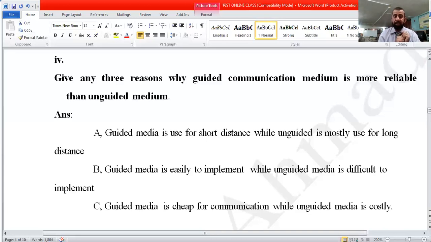Second, guided media is easy to implement, while unguided media is difficult to implement. Let's say I have a cable and I just want to connect one computer to another. This is a very easy task to implement a computer network. Third, guided media is cheap for communication, while unguided media is costly. Now you may be confused that Wi-Fi is a simple way for communication, but check it.